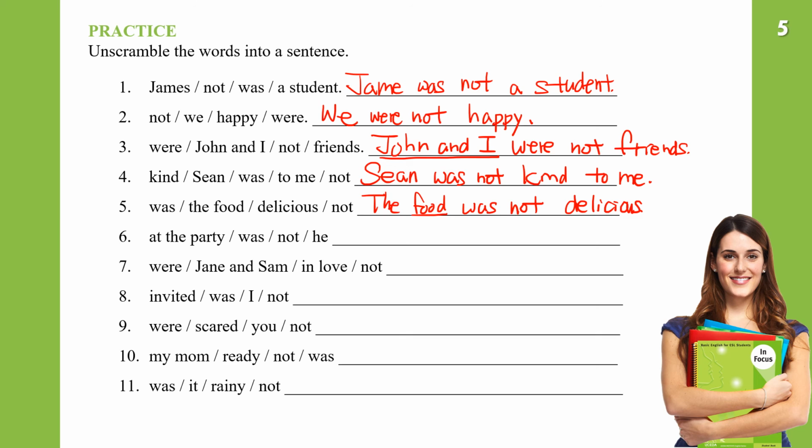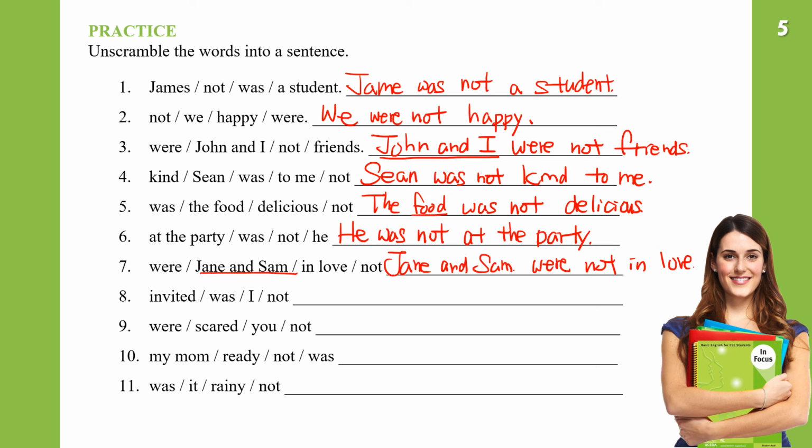Next sentence, the subject is he. Correct. He, and the verb is was, and he was not. Where? At the party. He was not at the party. Next one, the subject is, yes, Jane and Sam. Jane and Sam. It's they, the plural. So we use the verb were. Okay, we need not in love. Jane and Sam were not in love.